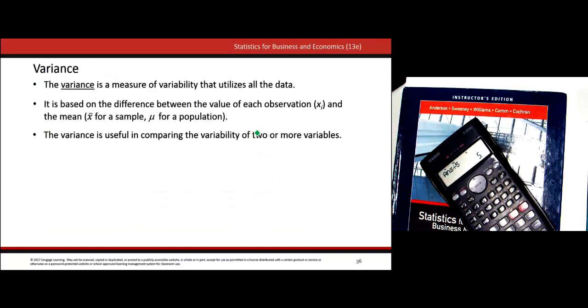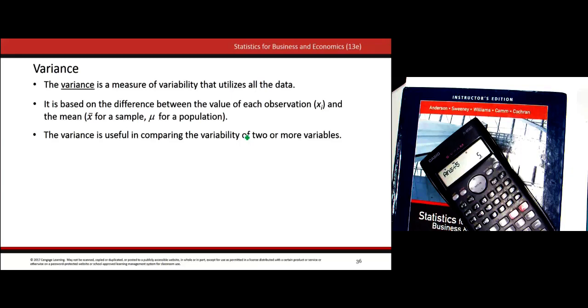Variance is a measure of variability that utilizes all the data. You need to know how to calculate the variance. For a sample, it is based on the difference between the value of each observation and the mean. And it is useful in comparing the variability of 2 or more variables. If you have one data set, calculating the variance may not make sense, but it is useful in comparing the variability of 2 or more variables.